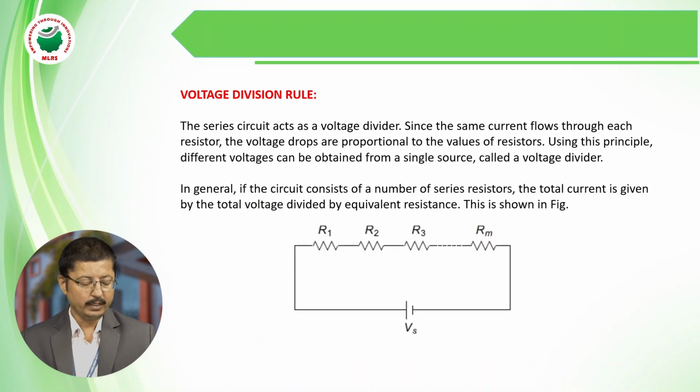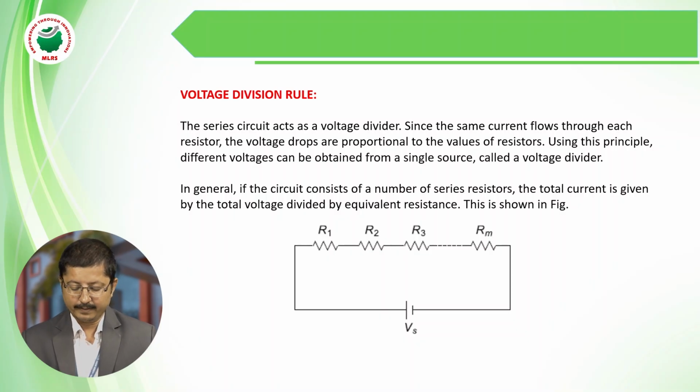Now we move on to the next topic, the voltage division rule. In series circuits the voltage may not be the same, so the voltage will be divided. Based on the current flowing into a resistor, the voltage drops across it, so the voltage may not be equal across the resistors. If we have to find the voltage drop across a particular resistance, then we can go for the voltage division rule.